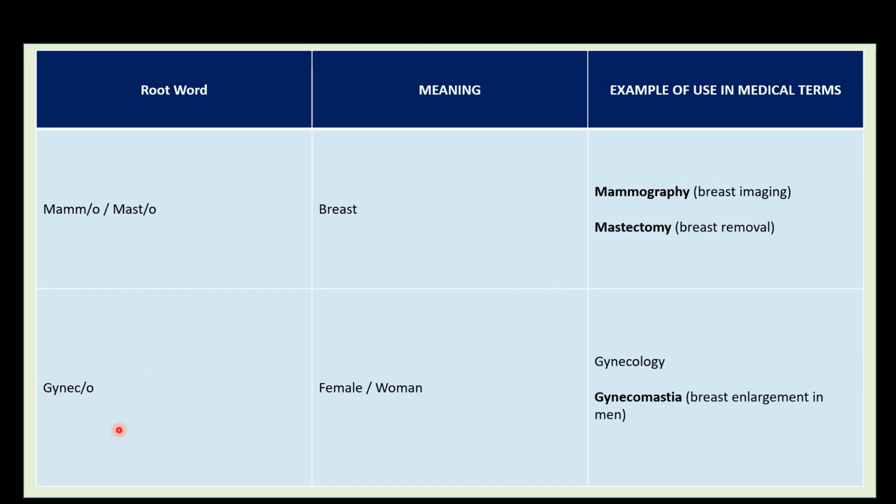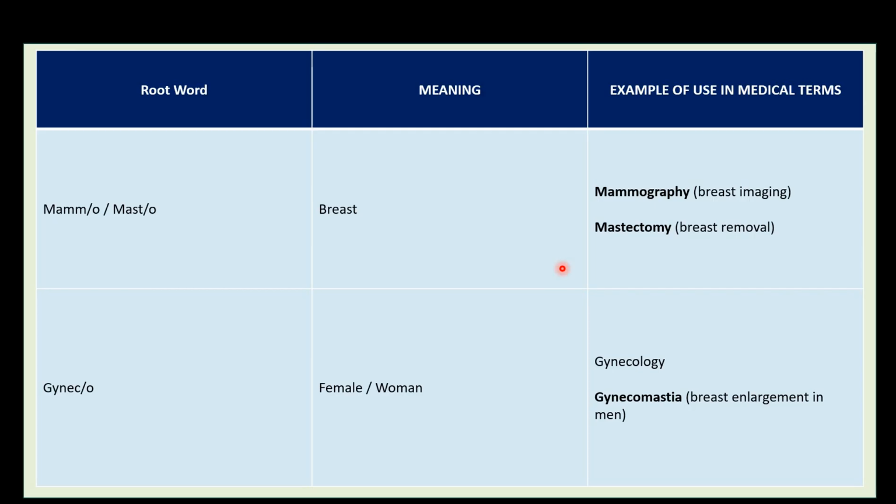Now we will talk about the next root word, that is Gynec or gyneco, which is related to female or women. For example, gynecology, the doctors of women. Likewise, we have gynecomastia, which is a breast enlargement in men. So these are the two root words that we discussed here.